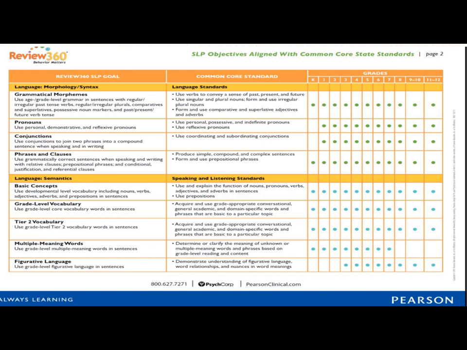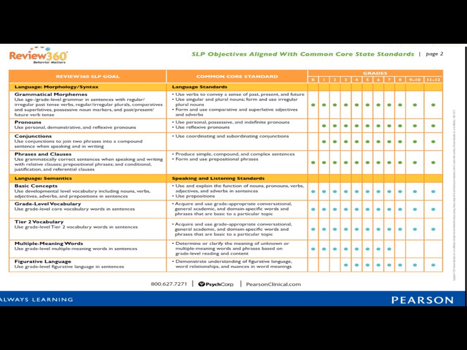kindergarten. In the area of semantics, we've divided semantics into 5 areas: basic concepts, grade level vocabulary, tier 2 vocabulary, multiple meaning words, and figurative language. These are the areas that seem to present the most problem in the area of semantics for students with language disorders with a semantic base.